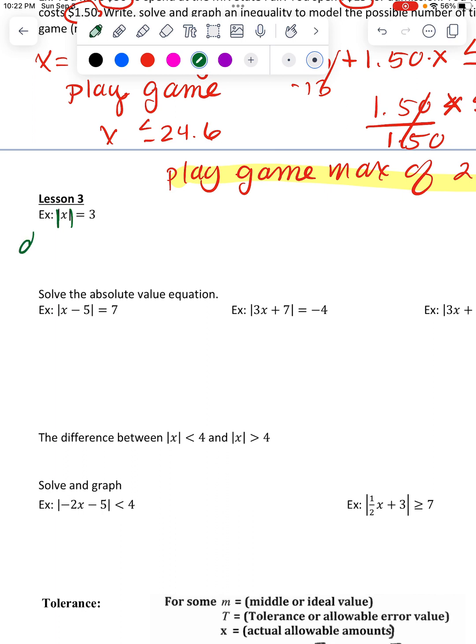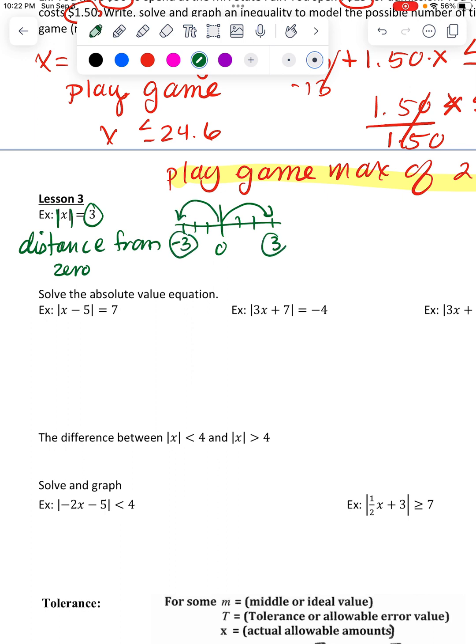It really is asking you distance. And in this case, it's the distance from 0. So it's asking you what things have a distance from 0 of, in this case, 3. So if you think about that, here's 0. What's 3 units this way? 3. What's 3 units this way? -3. So both of those things have a distance of 3 from 0. So the direction doesn't really matter, and therefore both positive and negative.